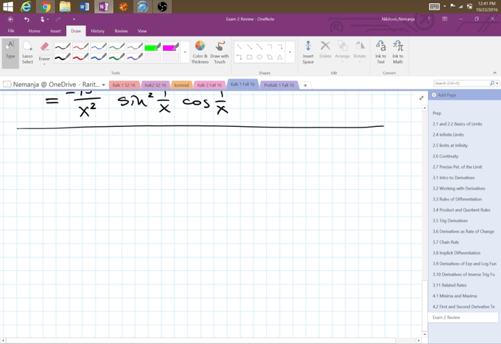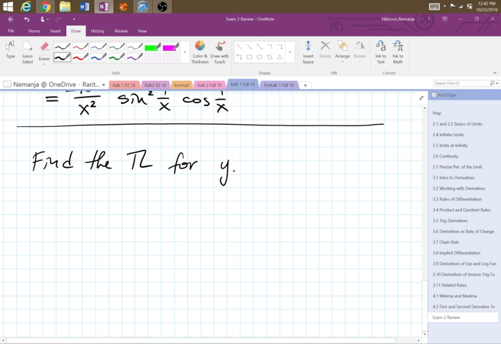All right. Find the tangent line for the function y equals 3 cosine of x over 2 at x equals pi over 6. No, pi over 3. Pi over 3. There you go. So try this for about 17 seconds, and then we'll do it together.